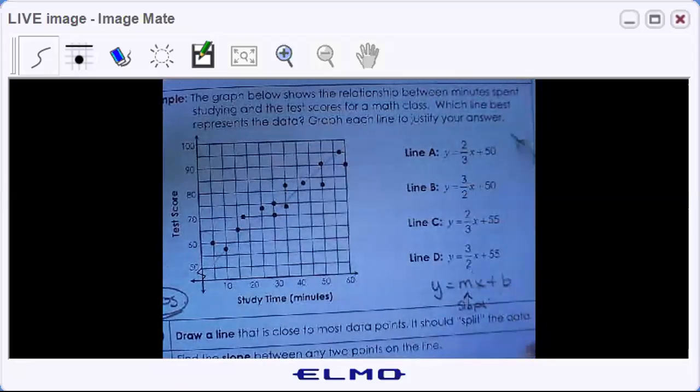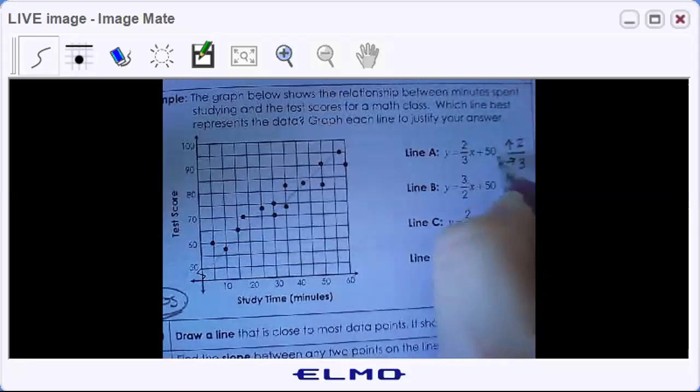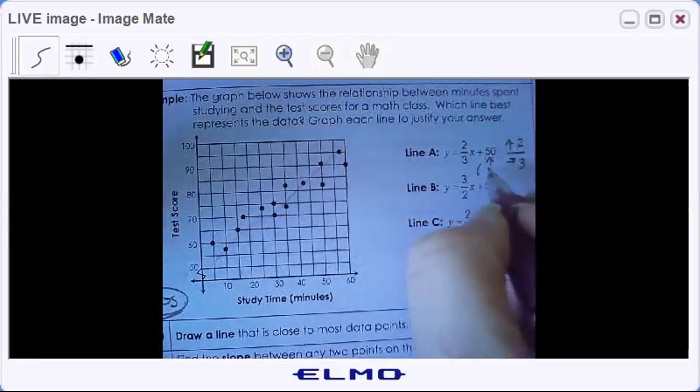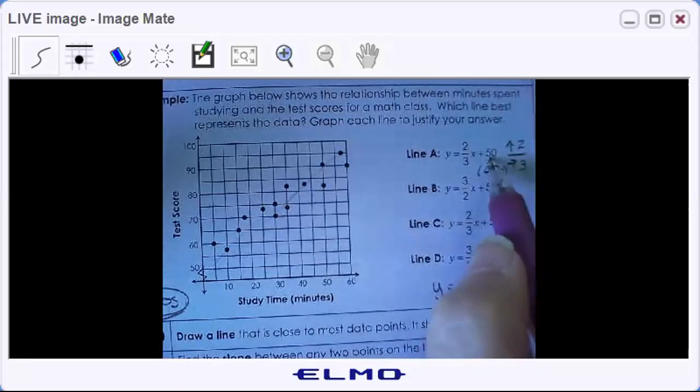The next thing to do is to actually graph each one of these lines and see which one actually best describes my information. So I'm going to start out with this first one. 2/3 as a slope means once I get my first point on my graph, I'm going to go up 2 and right 3. This plus 50 right here means that I start out from the ordered pair 0, 50. This is my y-intercept. This tells me my easiest starting point for my line.